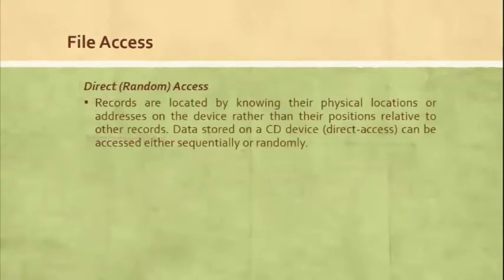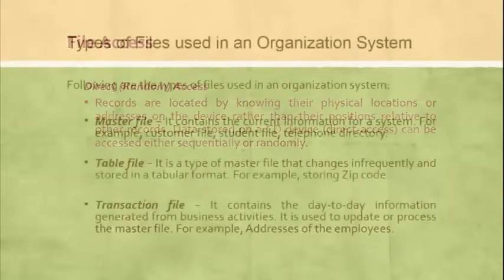Next, we have direct or random access. Records are located by knowing their physical locations or addresses on the device rather than their positions relative to other records. Data stored on a CD device or direct access can be accessed either sequentially or randomly.